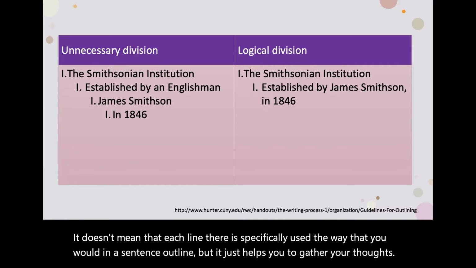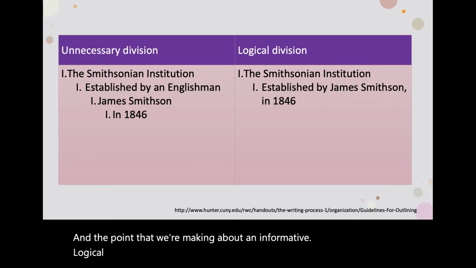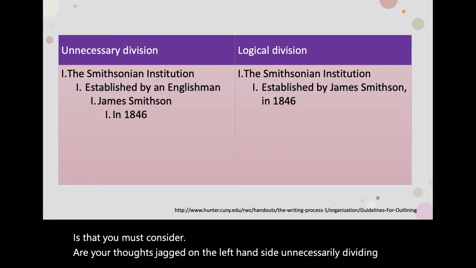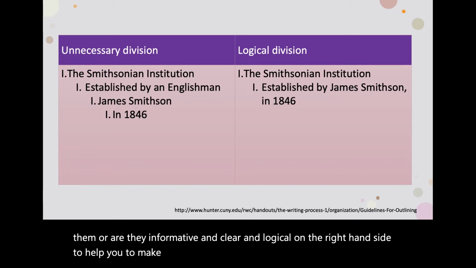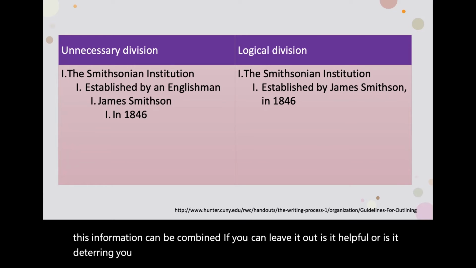And the point that we're making about an informative, logical division is that you must consider: are your thoughts jagged on the left-hand side, unnecessarily dividing them, or are they informative and clear and logical on the right-hand side? This helps you make a decision when you're writing, so you can decide if this information can be combined, if you can leave it out, is it helpful, or is it deterring you from actually being able to think through the clear, coherent thinking we were talking about earlier.